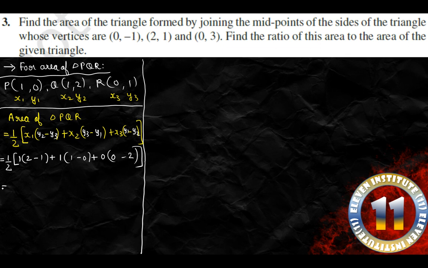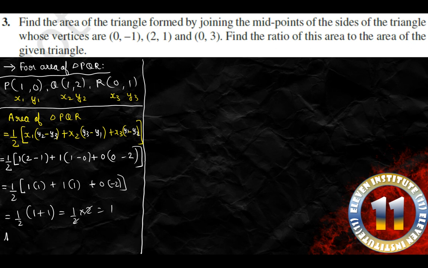So again we have half as it is, into the bracket we have 1 as it is, 2 minus 1 is again 1, plus 1 as it is, 1 minus 0 is again 1, plus 0 as it is, 0 minus 2 is minus 2. So again half will be kept as it is, into the bracket 1 ones are 1, again 1 ones are 1 and 0 into anything is 0. So we have half into 2, 2 and 2 will get cancelled, so we have 1 square unit as our answer.